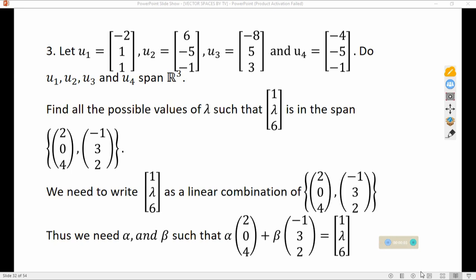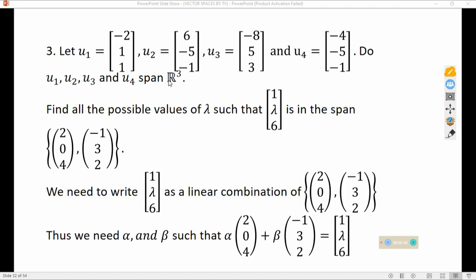We talk about some more examples. Example number 3, you should be able to try it out. So you need to show whether U1, U2, U3, and U4 will span R3. So you should be able to pick any vector from R3, and you should be able to show that this vector can either be written as a linear combination of these vectors U1, U2, U3, and U4 or not.